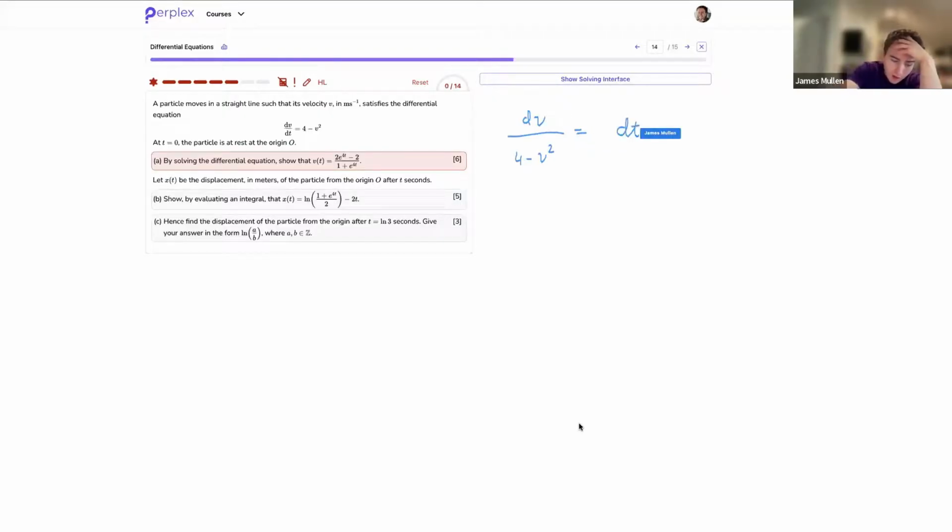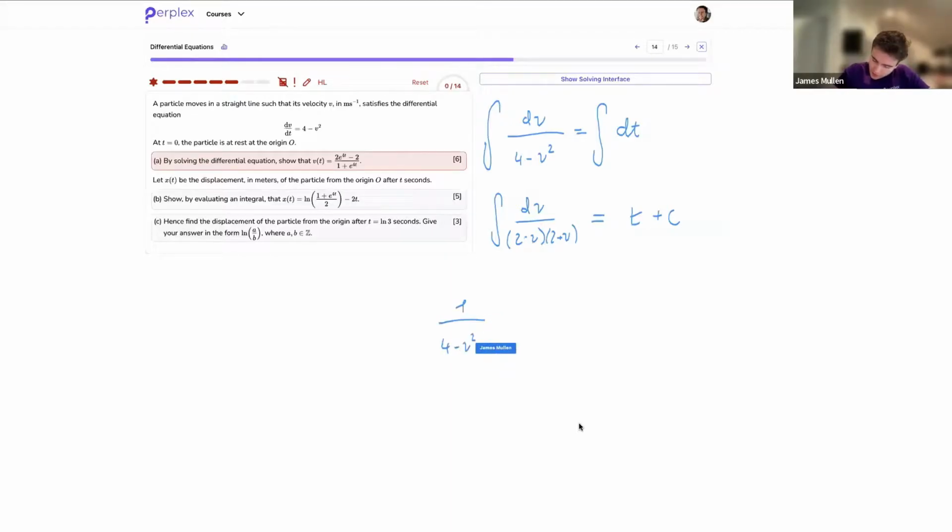Okay? Now, what can I do? If I integrate both sides, I can factor 4 minus v squared as the integral of dv over 2 minus v, 2 plus v. Okay, that's going to be equal to t plus c. And then I'm going to have to do partial fractions. I'm going to say that I have 1 over 4 minus v squared is equal to a over 2 minus v plus b over 2 plus v.